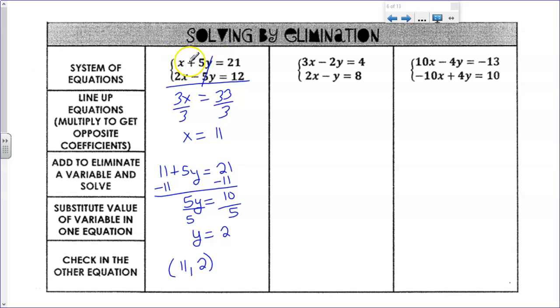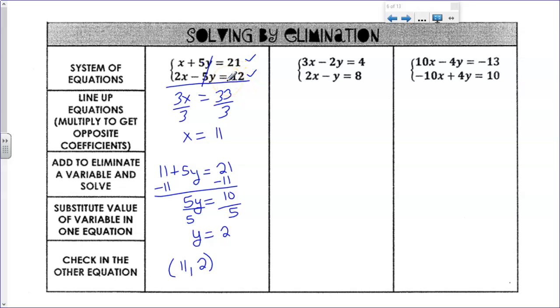Now if we go back up here, 11 plus 5 times 2 is 10. 11 plus 10 is 21. So it checks in that one. 2 times 11 is 22, minus 5 times 2 is 10 again, so 22 minus 10 is 12. So it has to check in both equations in order for it to be the solution where they intersect.